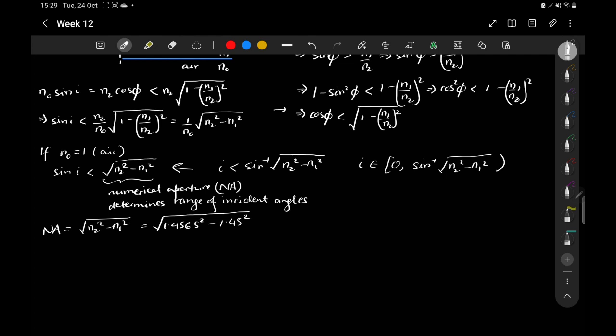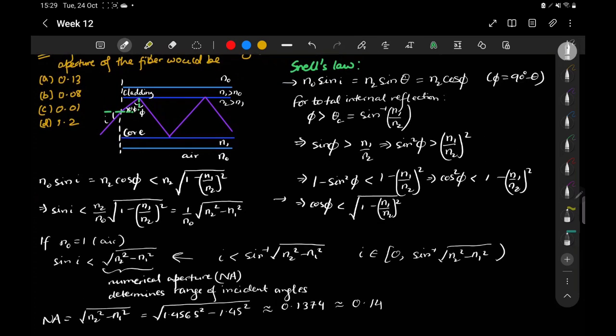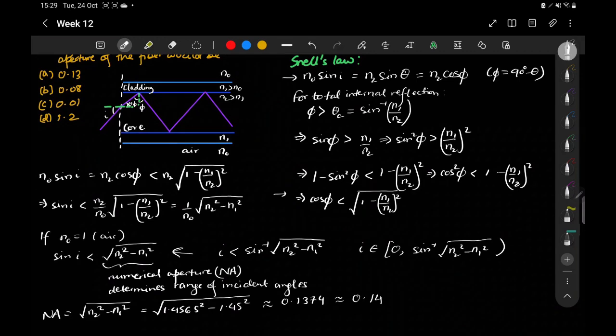Okay, plugging into the calculator gives approximately 0.1374, which is approximately 0.14, but there's no such option. The options are somewhat incorrect, but the closest option would be option A, 0.13.